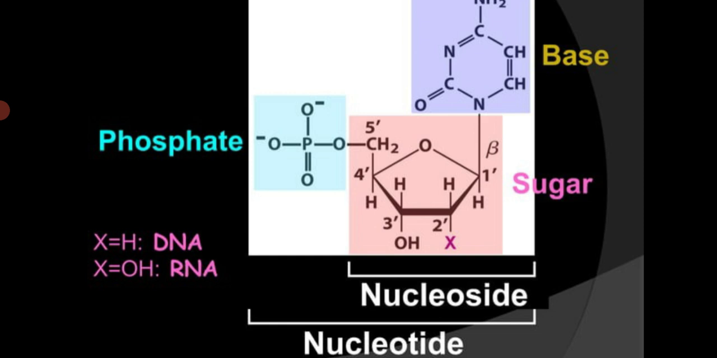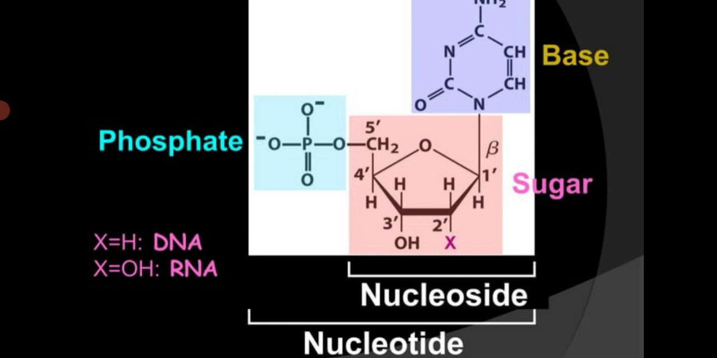The purine and pyrimidine bases pair only in certain combinations. Adenine pairs with thymine and guanine pairs with cytosine. Adenine pairs with thymine with the help of two hydrogen bonds. The hydrogen bonds are formed between the first and sixth positions of adenine and thymine. Guanine pairs with cytosine with the help of three hydrogen bonds, at the positions first, second and sixth. So this is about the base.